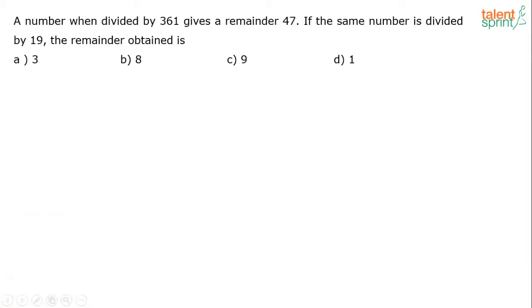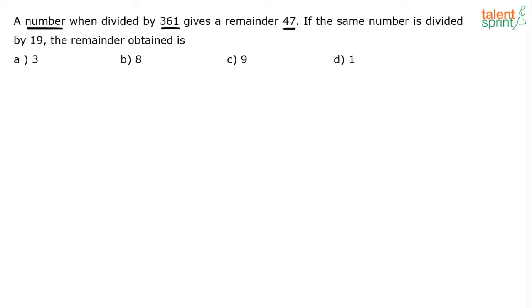Okay, here we go. So the question here is a number when divided by 361 gives a remainder 47. If the same number is divided by 19, the remainder obtained is. Right? So let's understand the process here. He says there's a number, and that number when divided by 361 results in a remainder of 47. Now how do you frame an equation on this statement? So it's all about converting this statement into a mathematical equation so that it's easy to deal with it, right?